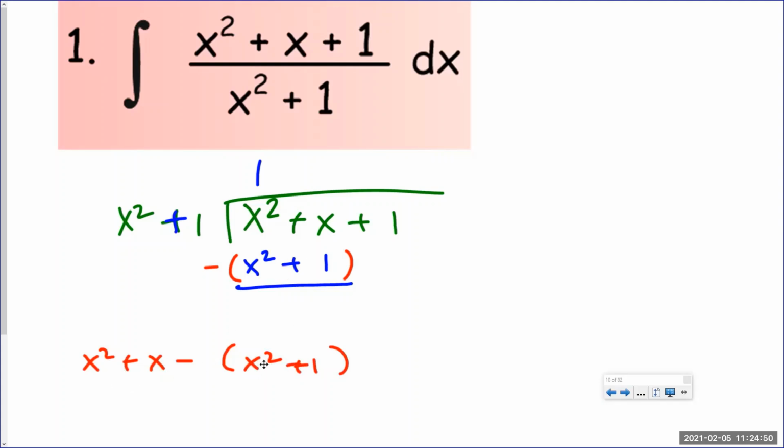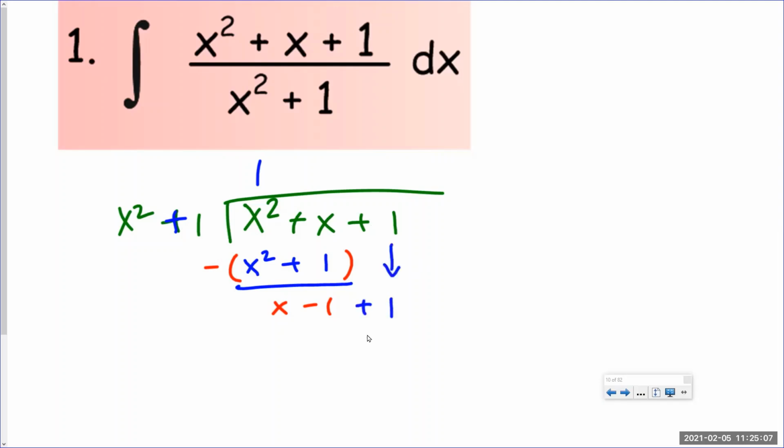All right, so this is going to be, I'm getting x minus 1. Are you getting x minus 1? Are you guys getting the same thing? Okay, so then what do I do next? Bring down your negative 1 or your positive 1.